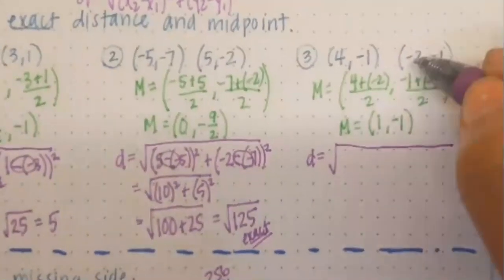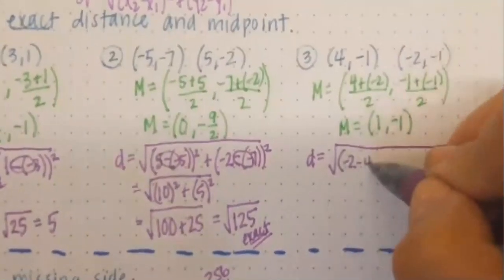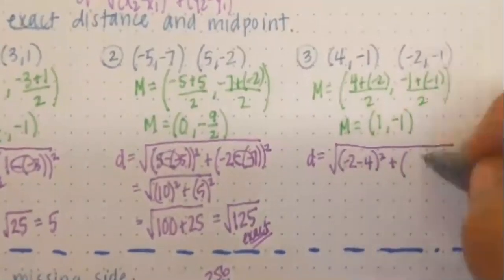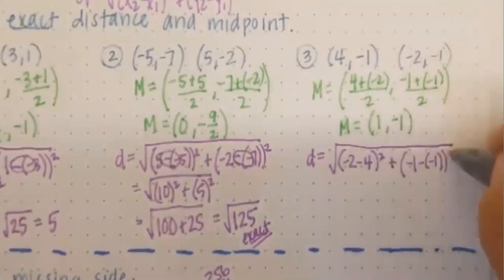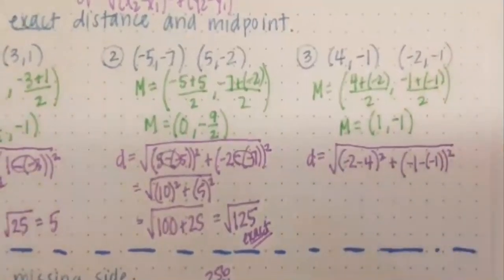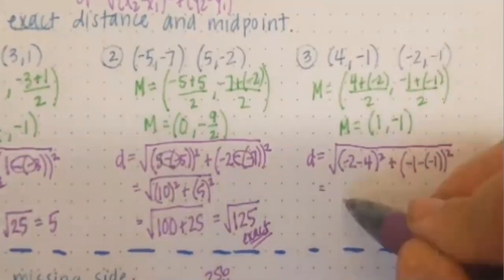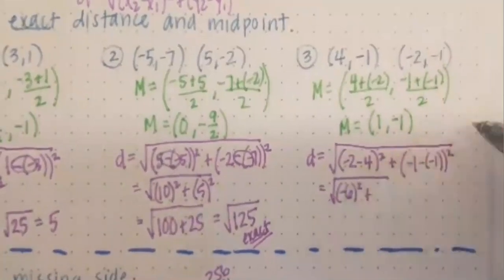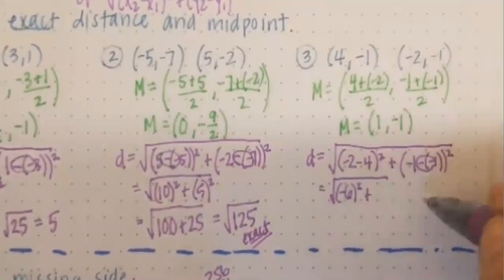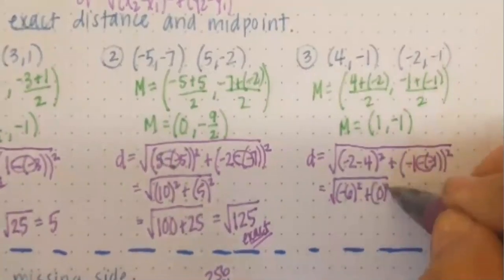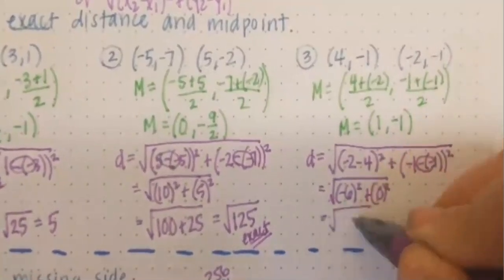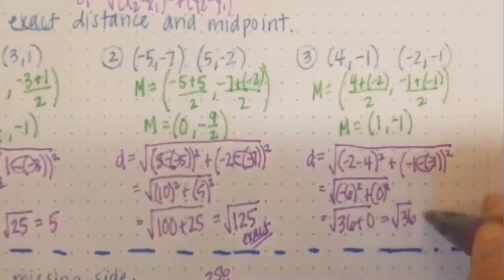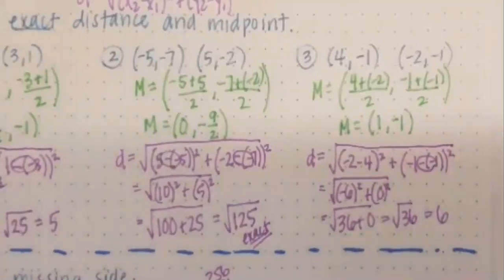So I'm going to choose my second x, so -2 minus 4 squared plus, we got -1 minus -1 squared. All right. -2 minus 4 is -6. -1 minus negative becomes +1. That's 0. All right, -6 squared is 36. 0 squared is 0. So that just ends up being the square root of 36, which is 6.